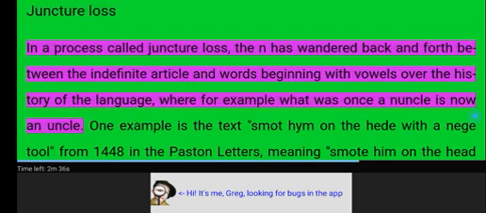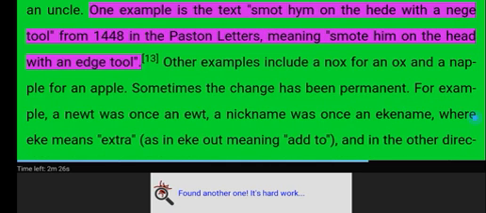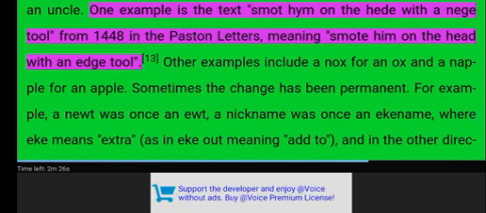Juncture loss. In a process called juncture loss, the n has wandered back and forth between the indefinite article and words beginning with vowels over the history of the language, where for example what was once "a nuncle" is now "an uncle." One example is the text "smote hym on the head with an edge tool," from 1448 in the Paston Letters, meaning "smote him on the head with an edge tool." 13. Other examples include "an ox" for "a nox" and "an apple" for "a napple."